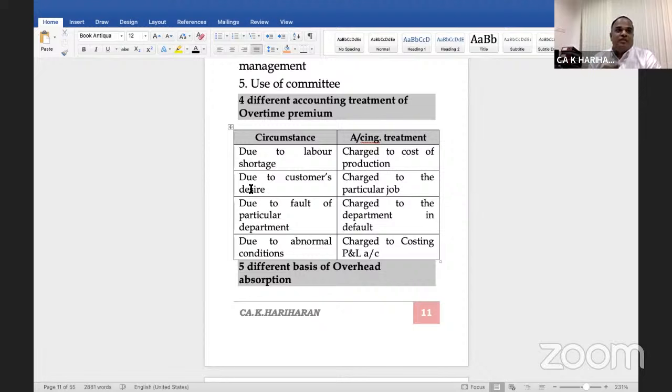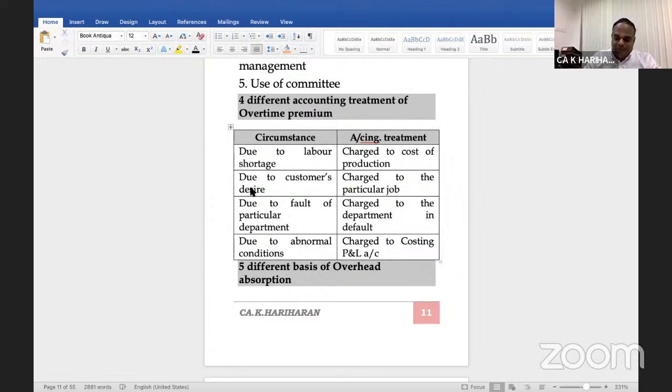More than 9 hours a day or 48 hours a week. If any one condition is satisfied, that is sufficient. That is called overtime. Then whenever overtime arises in India, we have to pay double the normal rate of wages. The excess amount is called overtime premium, OTP, not one-time password, overtime premium. Clear? Then the very frequently asked question: what is the accounting treatment of the overtime premium?